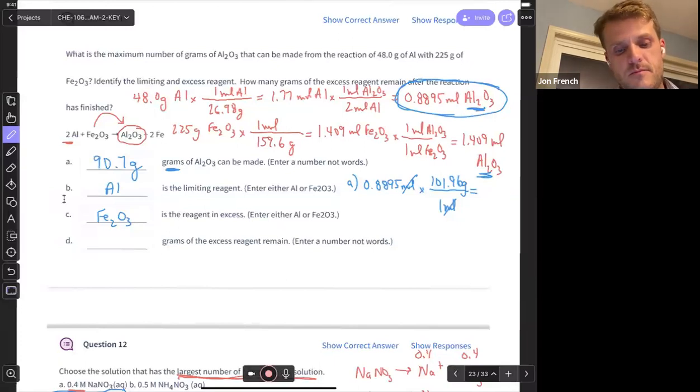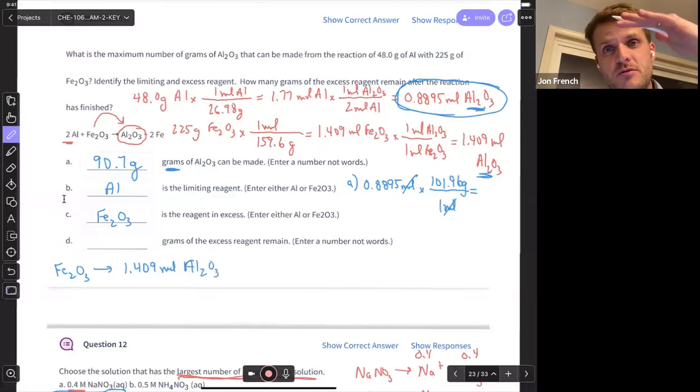Now, to find out the excess reagent, how much we had. Based on the iron oxide, we could make 1.409 moles of the aluminum oxide. That's how much we could make.